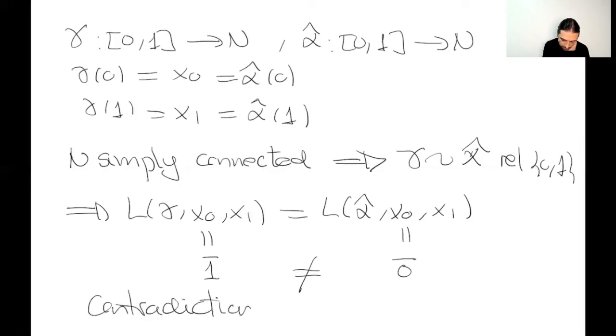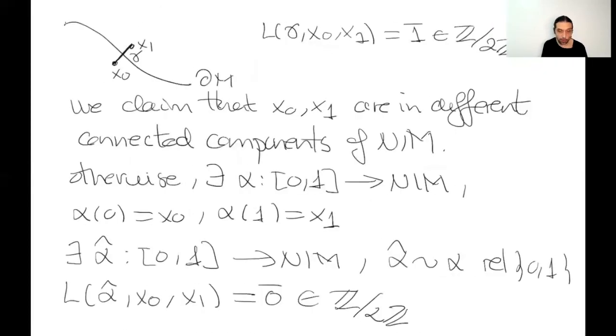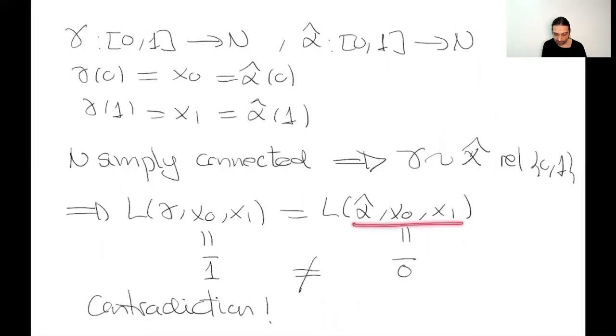So we get a contradiction. Okay. And as a consequence of the contradiction, the hypothesis that led to the contradiction is false, so actually x0 and x1 belong to different connected components of N minus M. That's what allowed us to build this alpha, then construct alpha hat, and finally proving that 0 equals 1. So there are two connected components in N minus M.